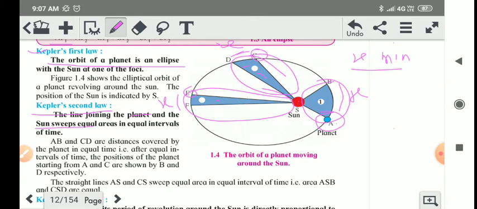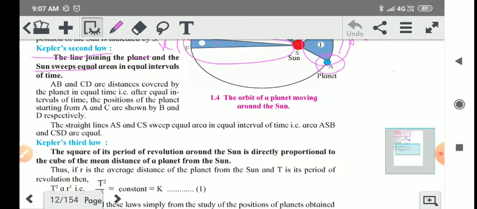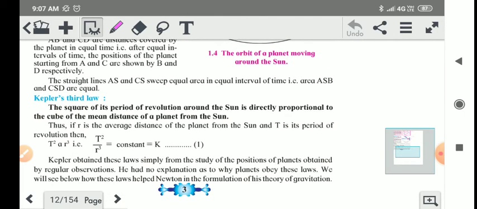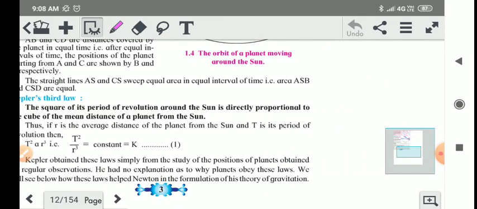Then the third law of Kepler. The statement is: the square of the period of revolution around the sun is directly proportional to the cube of the mean distance of the planet from the sun. Now, the square of the period of revolution. So what is meant by period of revolution?